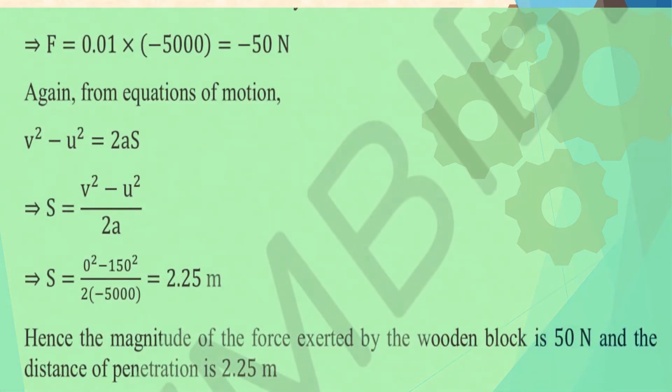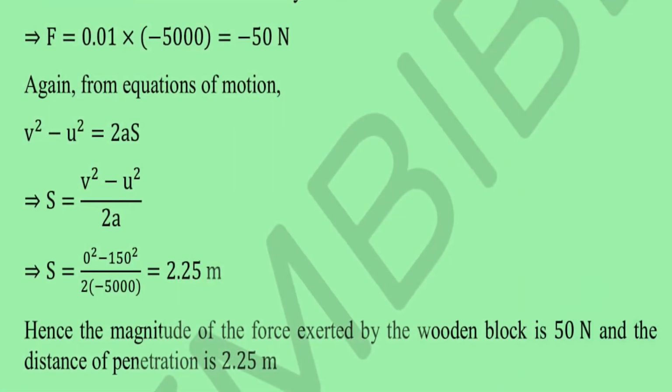While substituting the values of mass and acceleration in the force equation, you will get the force as negative 50 Newton. Now we want to find the distance of penetration S.